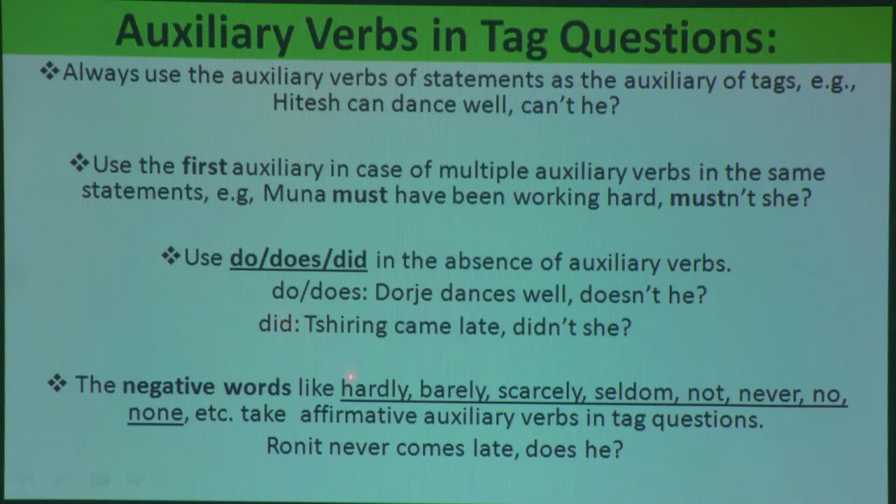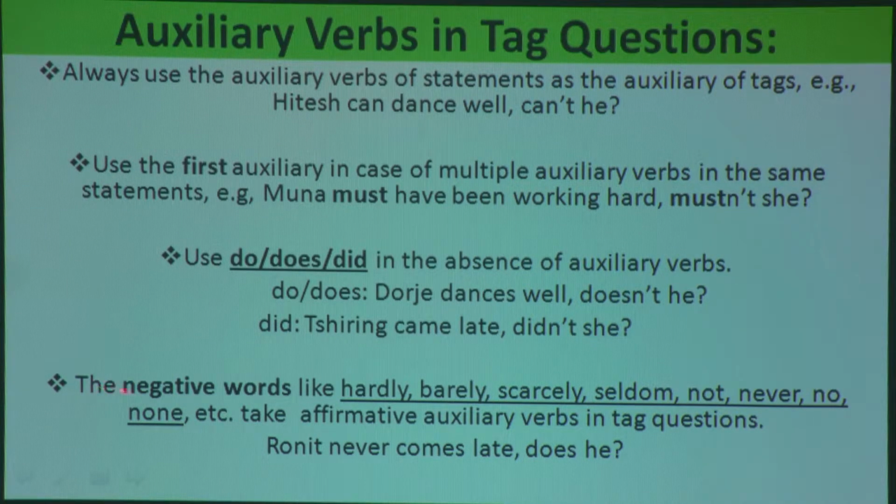Now the next one, did. Chiring came late. There is no auxiliary there. So how to realize it? In the tag question we have to take did, because it is past, came, come, the second form. Did, that's why didn't he. Okay, what is the last one? Negative words like hardly, barely, scarcely, seldom, not, never, no, none.